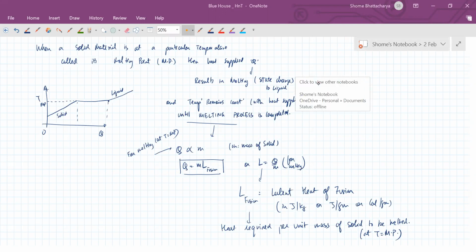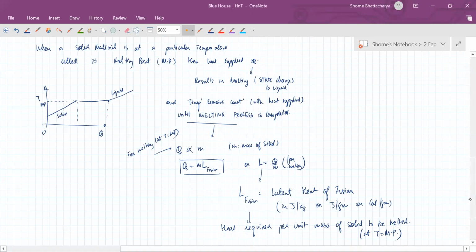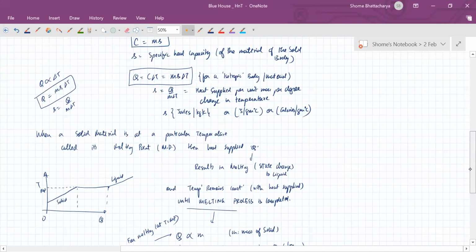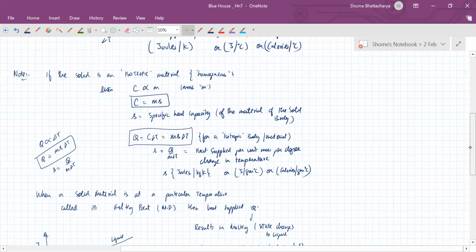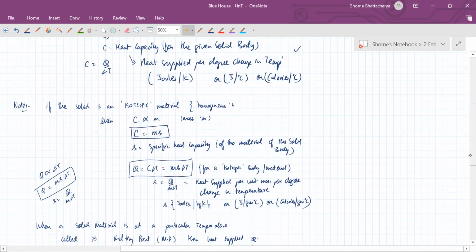Yeah, Piyush, you can express in calorie per kg also. Any combination of Q versus mass is fine. But I'm saying generally we don't express that way. We express in calories per gram. But the SI unit is joule per kg.